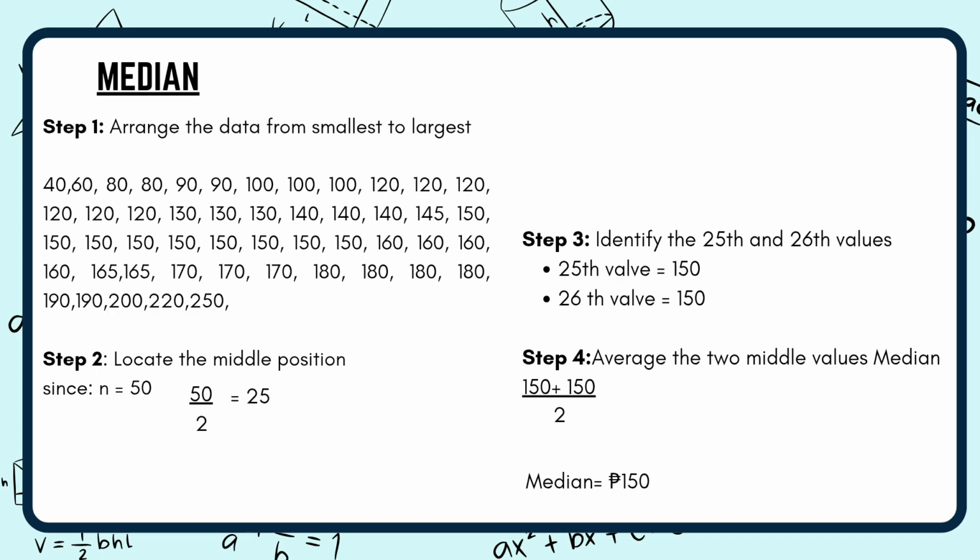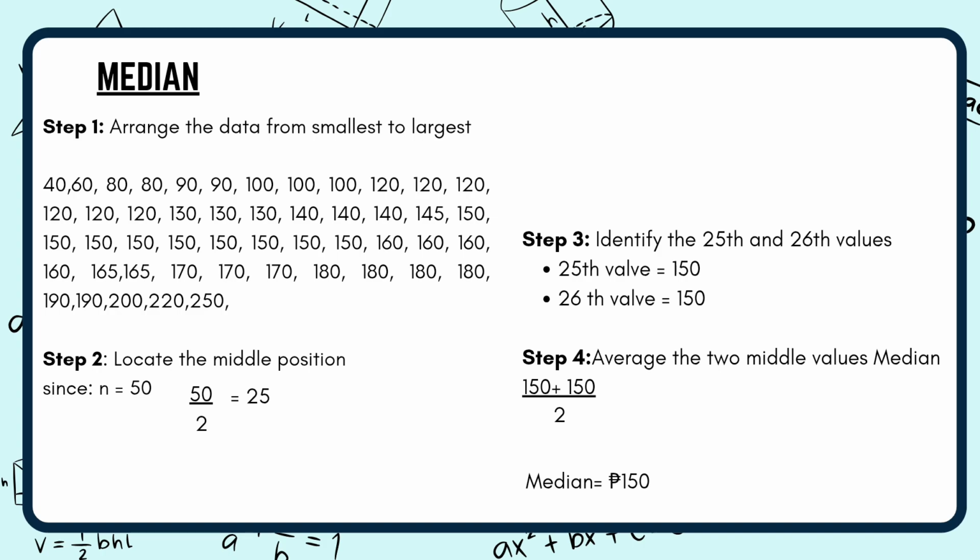The arranged data are 40, 60, 80, 80, 90, 90, 100, 100, 100, 120, 120, 120, 120, 120, 120, 130, 130, 130, 140, 140, 140, 145, 150, 150, 150, 150, 150, 150, 150, 160, 160, 160, 160, 165, 165, 170, 170, 170, 180, 180, 180, 180, 190, 190, 200, 220, 220, 220, 250.